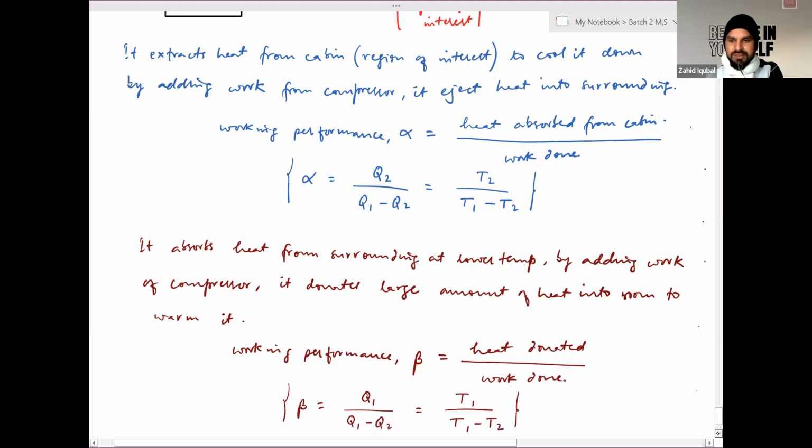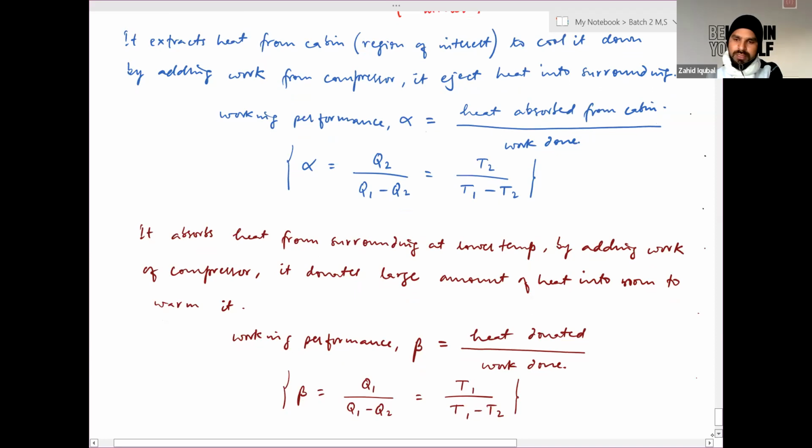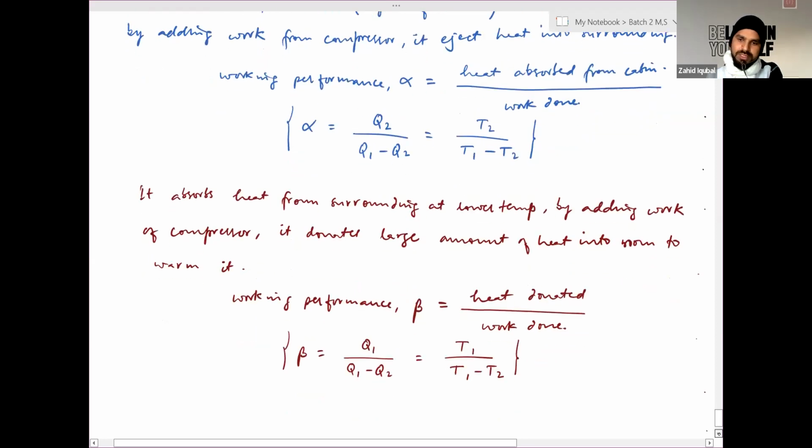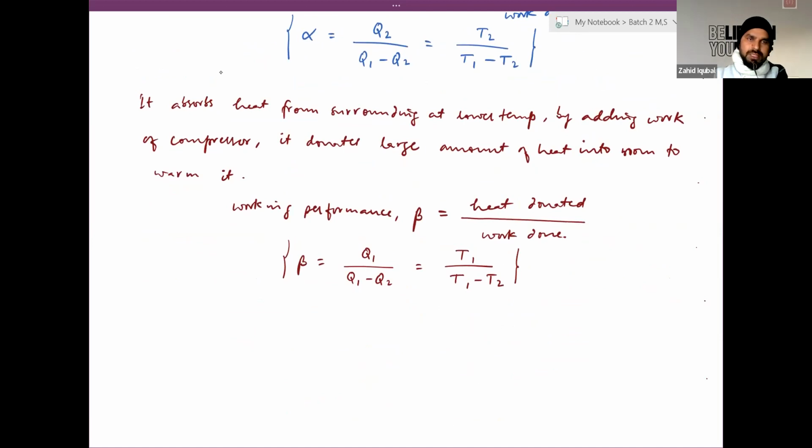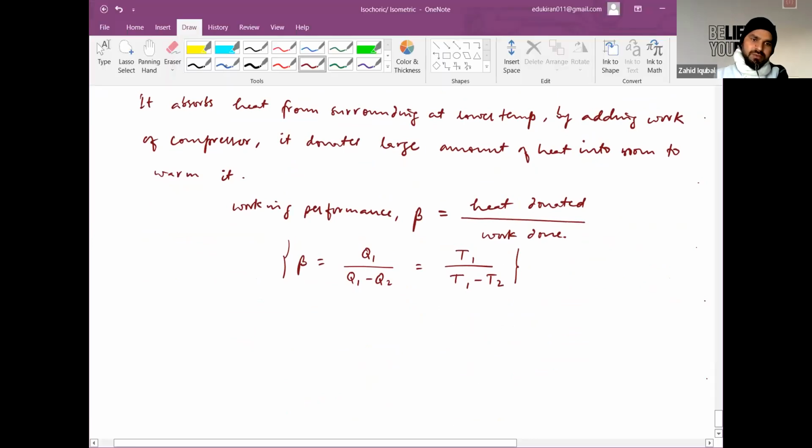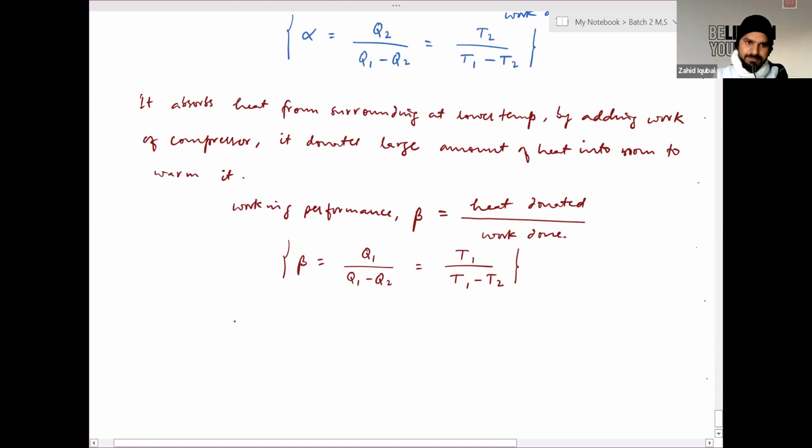Now we have three different engines. First one, heat engine, second one, fridge, and third one is heat pump. So let me define the efficiency of all of them together. Beta equals alpha plus 1, which equals 1 by eta.